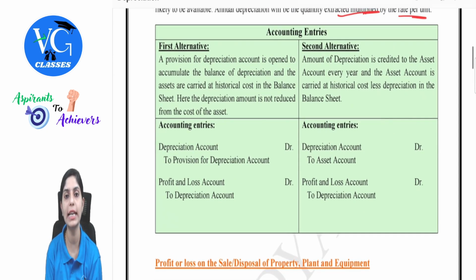Moving on to accounting entries. Now we understood what depreciation is and what impact it will have. Now the question comes, how should it be presented in the books of accounts? It becomes easier for us if we understand the journal entries.